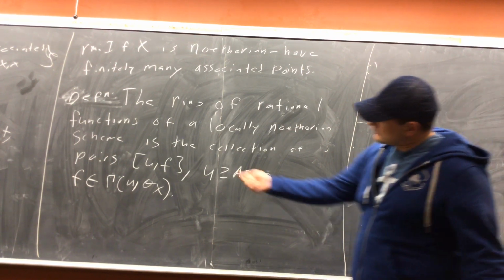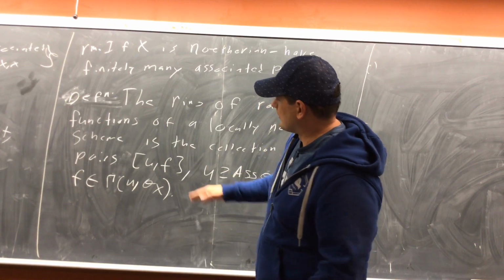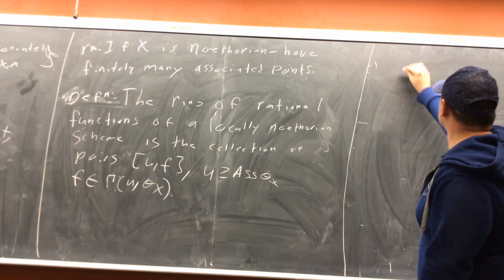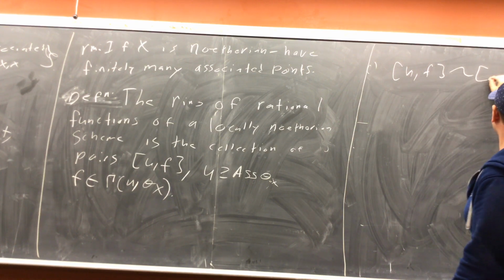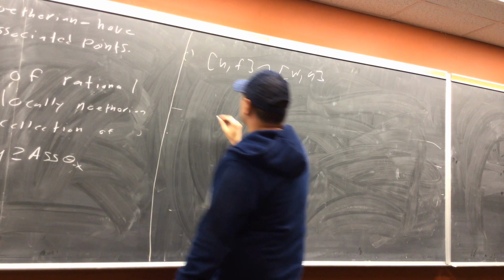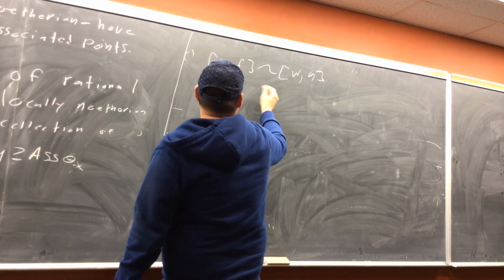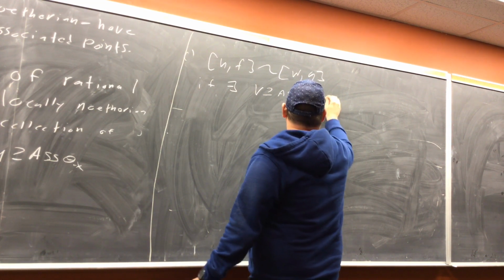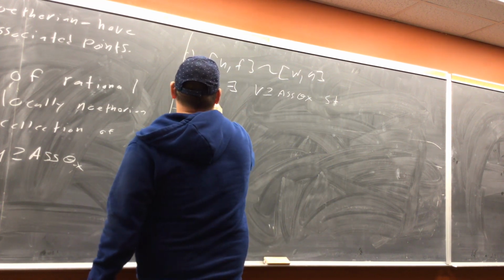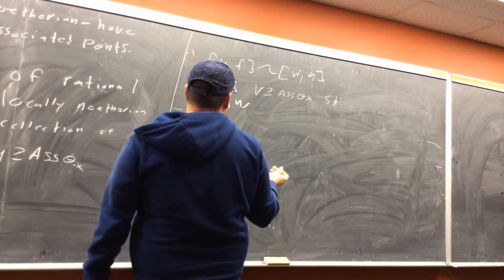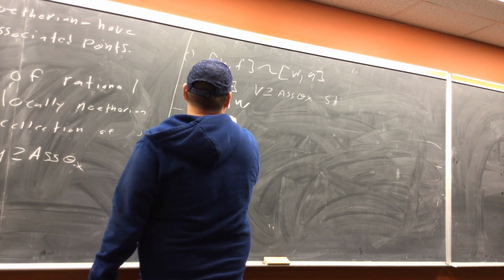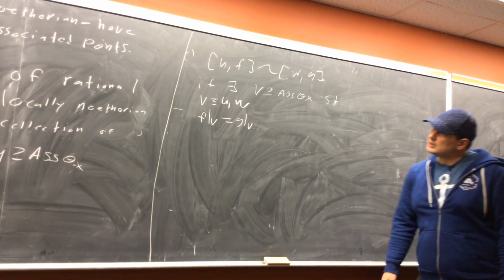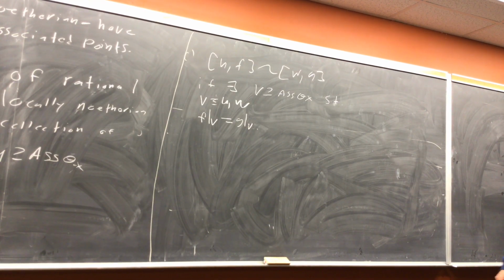We say that two such pairs are equal if there is some open set contained in both of them. Well, maybe let's write it. There exists V, and V now also has to contain the associated points, and V is contained in U and W. We want f restricted to V to be equal to g restricted to V. And so this is the ring of rational functions.